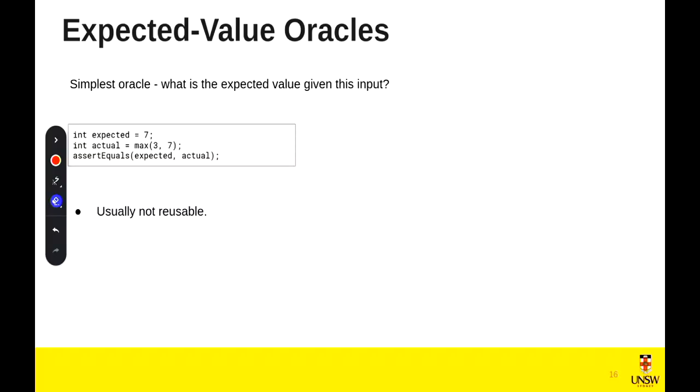However, there are some limitations of the expected value oracles. Usually they are not reusable because they are attached to a particular test input. And sometimes we need to think about how we can extend this to multiple tests. Can we derive some test oracles that are applicable even if we change the test inputs? Do you have a question?